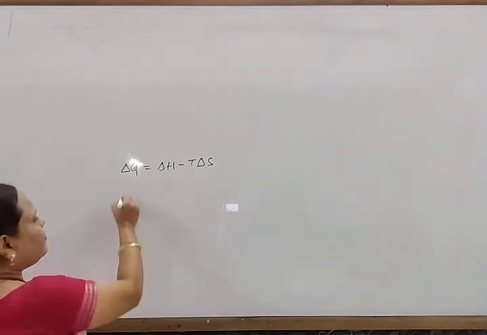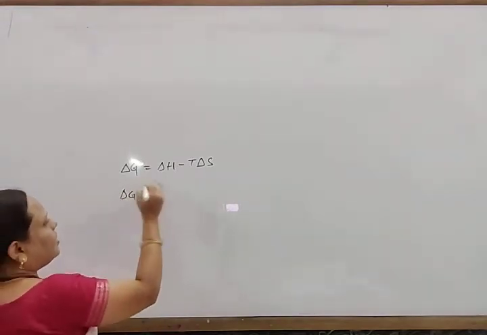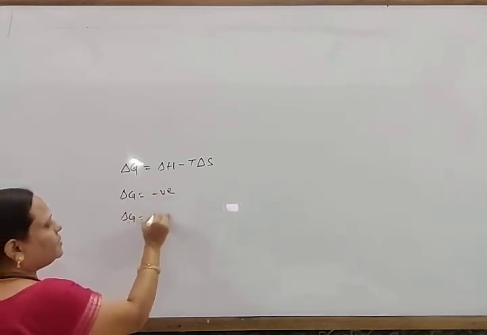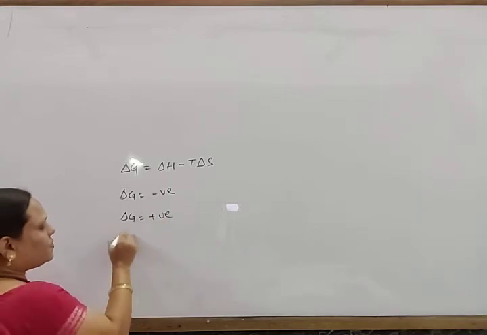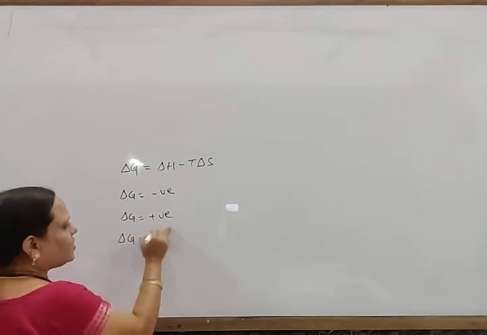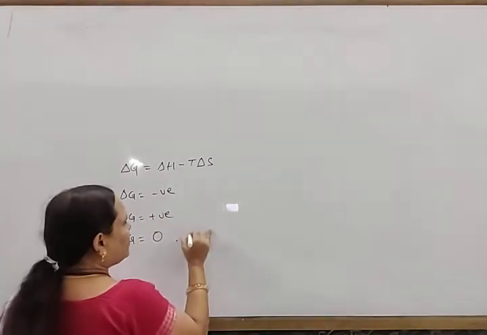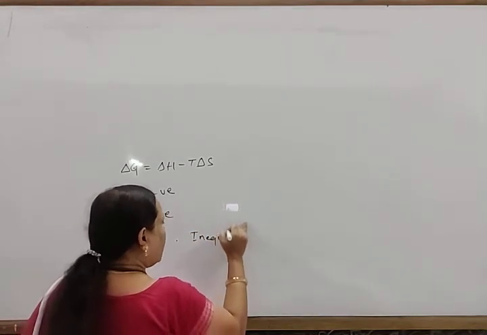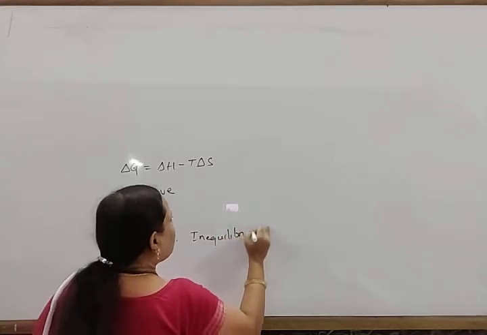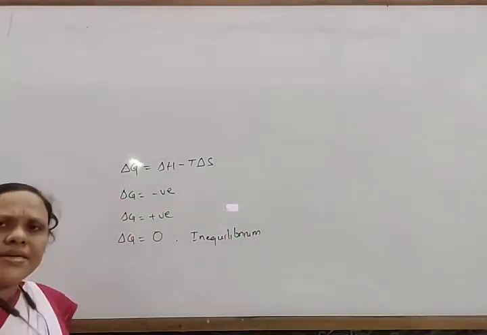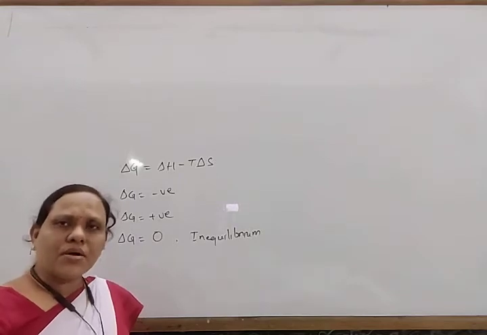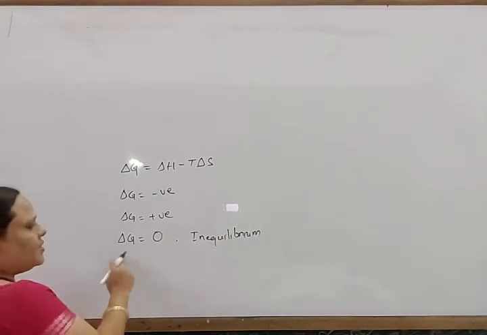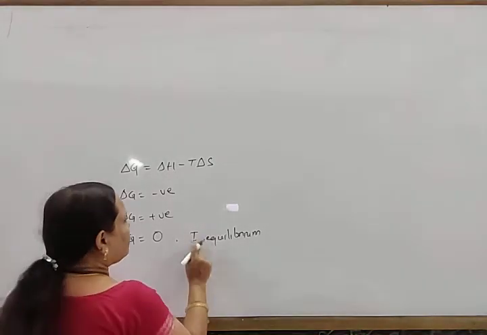And also we know that when delta G is negative, the process is spontaneous. When delta G is positive, the process is non-spontaneous. And when delta G is equal to 0, the process is in equilibrium. So what is equilibrium? There are different types of equilibrium: chemical equilibrium, thermal equilibrium, or mechanical equilibrium. So delta G equal to 0 means equilibrium.